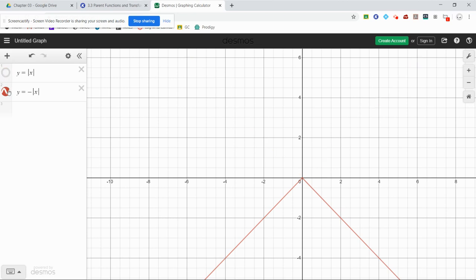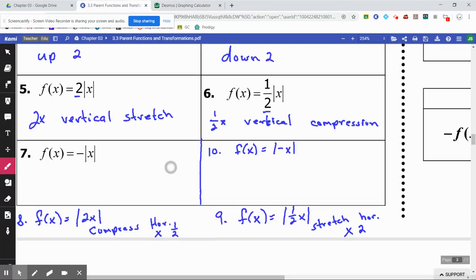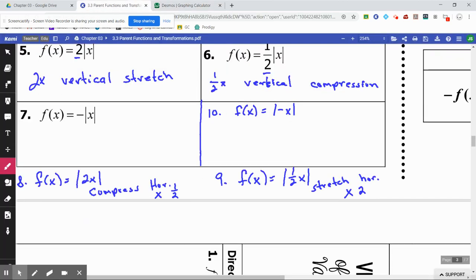Let's talk about vertical versus horizontal. Our original graph was up top. It flipped it up to down. When you put the negative on the outside, again, not directly to the x, it's going to flip it vertically across the x-axis. It's going to flip it from up to down. So therefore, we're going to call this a vertical flip.